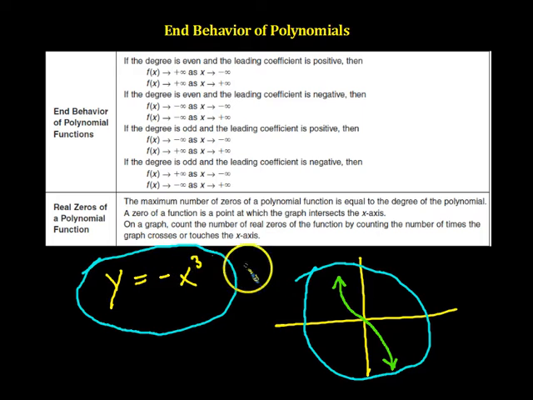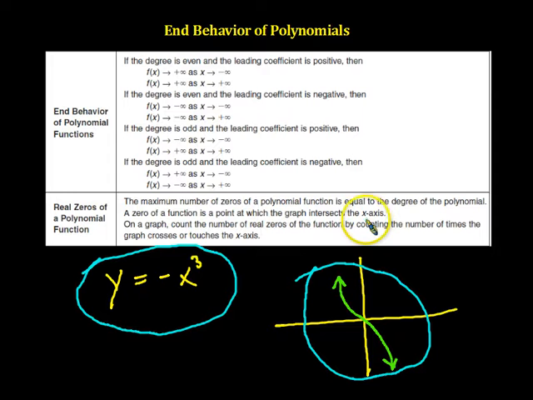Now, part of matching up a function with its graph or a graph with its functions is this bottom part here, the part that says real zeros of a polynomial function. This definition, let's take a quick look at it. The maximum number of zeros of a polynomial function is equal to the degree of the polynomial. Okay, good to know. A zero of the function is a point at which the graph intersects the x-axis.